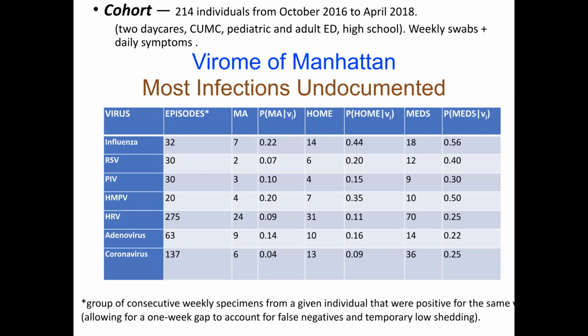So as part of this, one of the arms of this, we established a cohort where we had over 200 participants in it from October 2016 to April 2018. You can see that they were scattered within New York City among daycares, the Columbia University Medical Center, a pediatric and adult ED. This is the hospitals and the doctors, nurses, and orderlies who worked in those institutions, as well as the teachers and students in a high school.